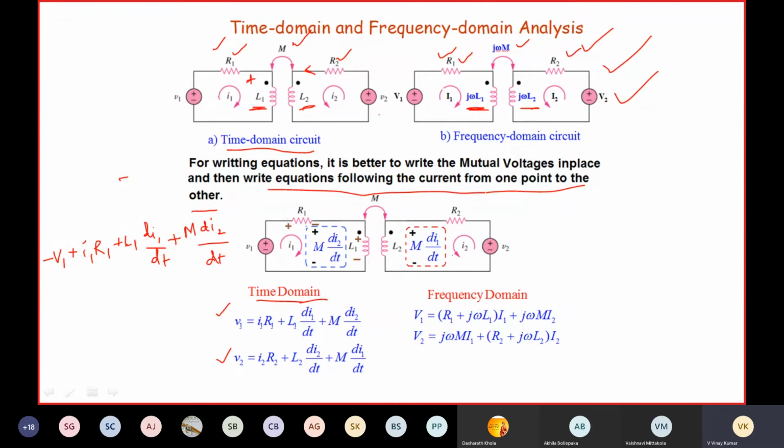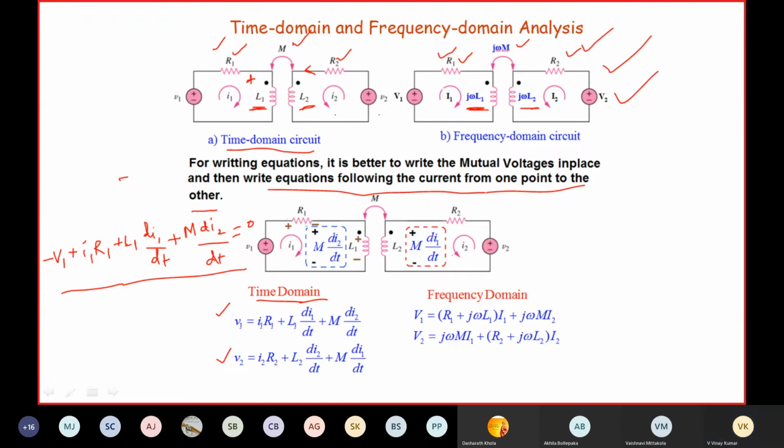So as you are applying KVL around this loop, the voltage at this point with respect to this point would be M di2 by dt. That's why it is written like this. Finally, you'll get the equation which is equal to 0. Finally, V1 is equal to I1 R1 plus L1 di1 by dt plus M di2 by dt. Let me apply KVL around loop 2.